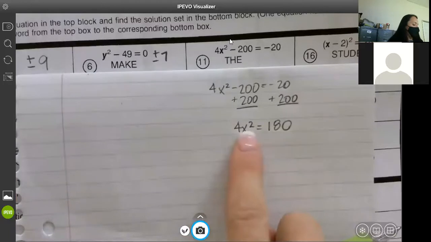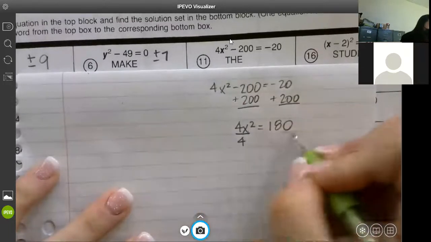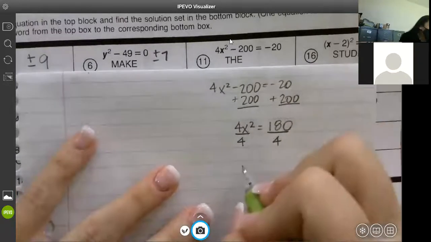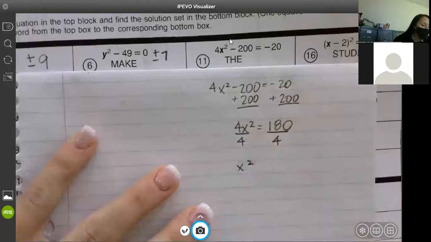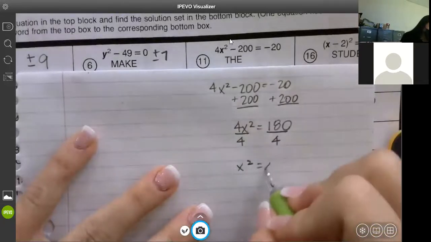What operation am I doing right here? 4 what x squared? Times. So what's the opposite of times? Divide. So I'm going to divide by 4. So that's just another example. Just solve like normal, like if you were solving a regular equation. That will get your x squared by itself. You can use your calculator. 180 divided by 4 is 45.